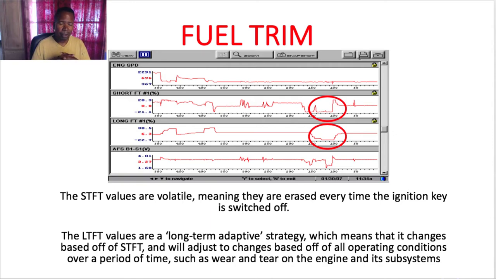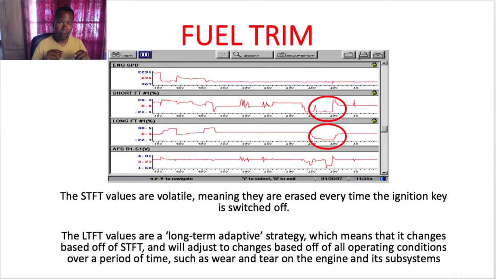Long-term fuel trim values are a long-term adaptive strategy. Long-term is learning the process of where it needs to be to get this car running its best. It changes based off short-term fuel trim and will adjust to changes based off all operating conditions over a period of time. Now, long-term fuel trim follows the short-term fuel trim. Its job is to keep the short-term fuel trim within a design value. So that's a learning process.